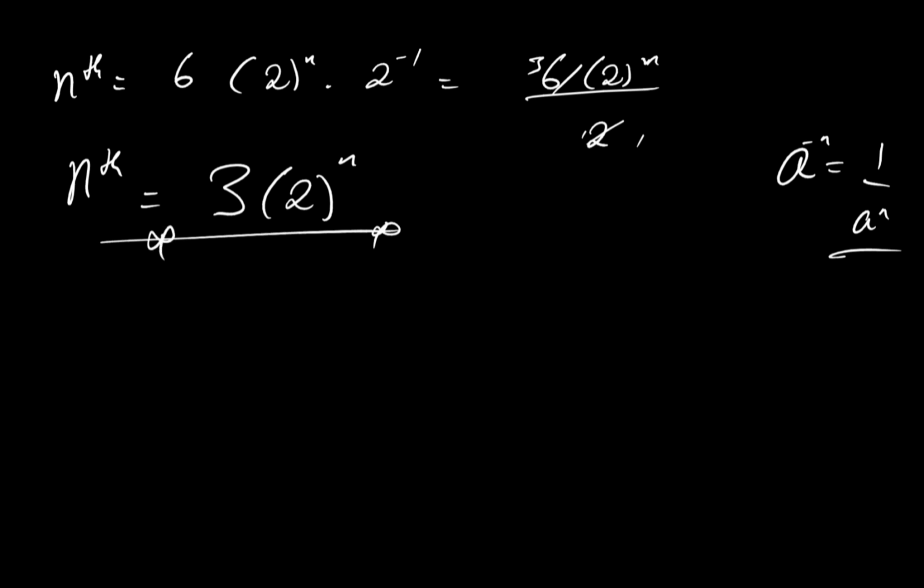Now, 2 to the n and 3 are not the same kind of terms for us to say it's going to be 6 to the n. No, it's going to be wrong if we do that. But in this case, the way it is gives us the final answer.